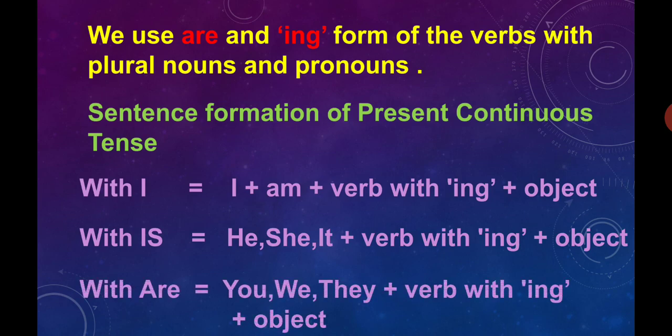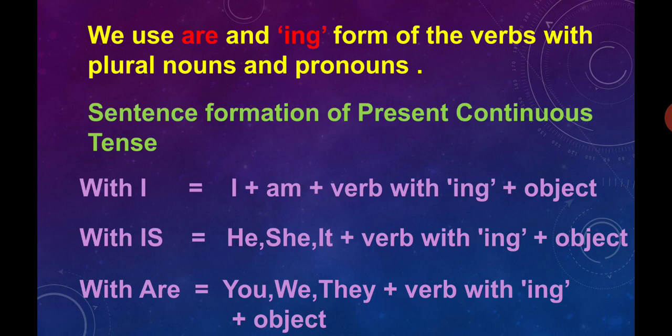With are, how to make a sentence formation with are? What are the plural forms of pronouns? You, we and they are the plural forms of pronouns. After you, we and they, we use are. I have not written it here, but I explain to you, we have to write are after you, we or they or plural forms of nouns. Then we add the ing form of the verb and then the object.